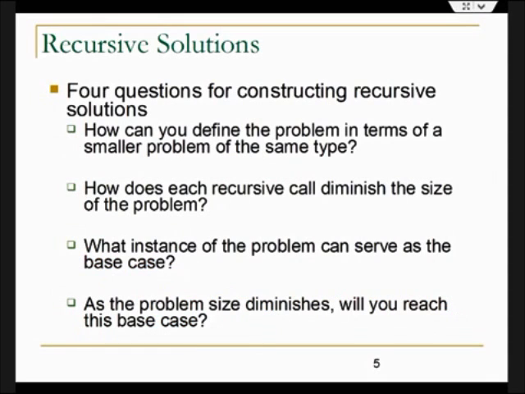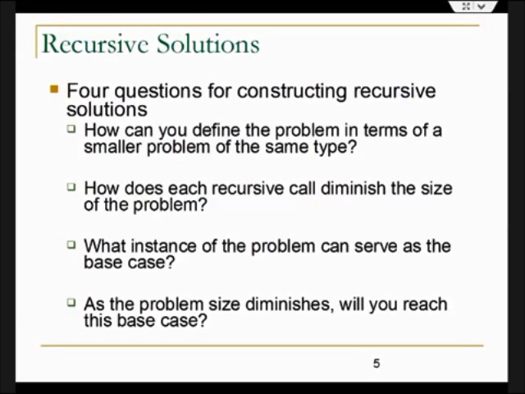So when you're trying to make a recursive solution, you have to think about these 4 questions. How are you going to think of the problem as a smaller one of the same type? Meaning I've got this bigger problem. How do I make the solution for this bigger problem from the solution for a slightly smaller problem? Then, how does each recursive call diminish the size of the problem? In the case of our power, we diminished the number by 1, until we went down to 0, and then we knew the answer for that one.